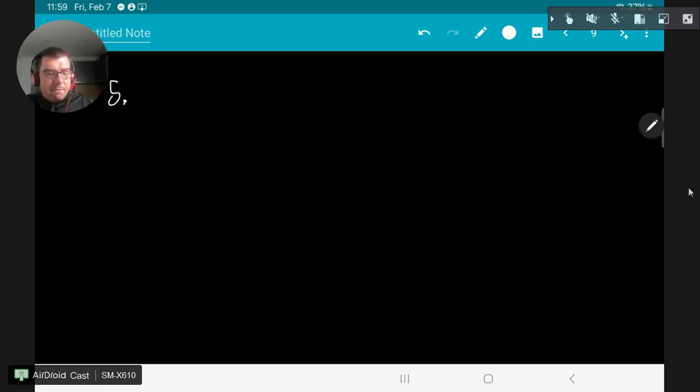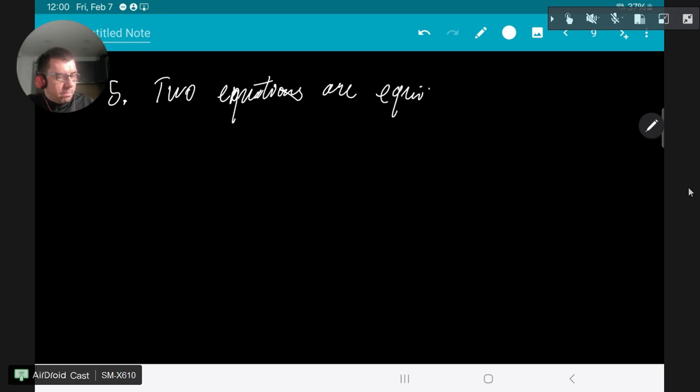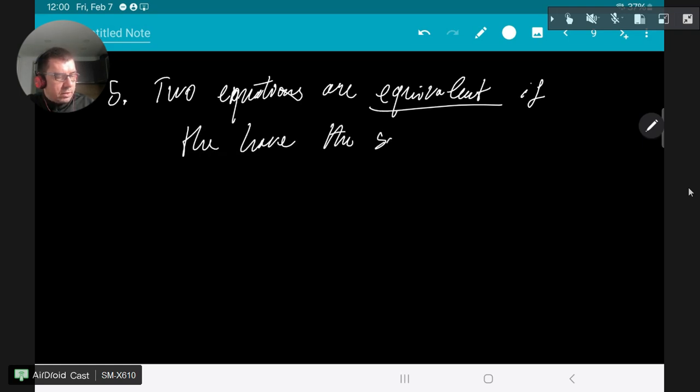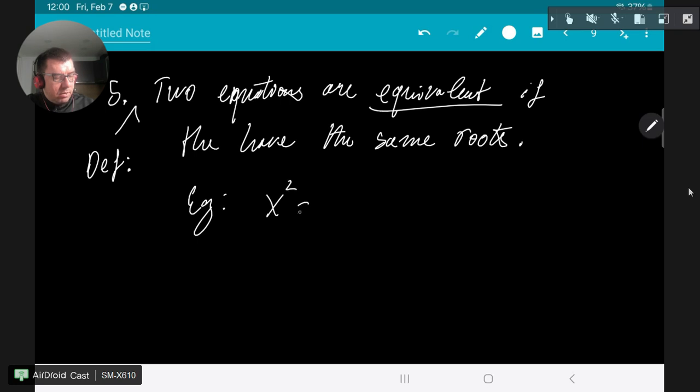Let's write number 5. Two equations are equivalent if they have the same roots. Okay, this is a definition here. For example, x squared equals 1 and modulo of x equals 1 are equivalent.